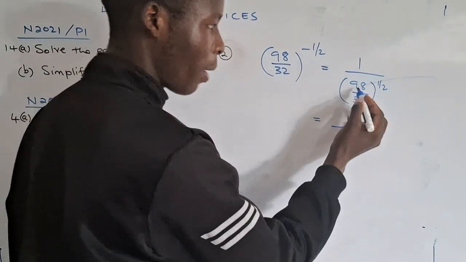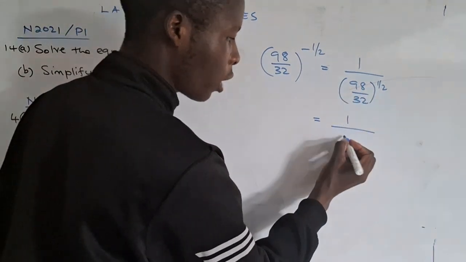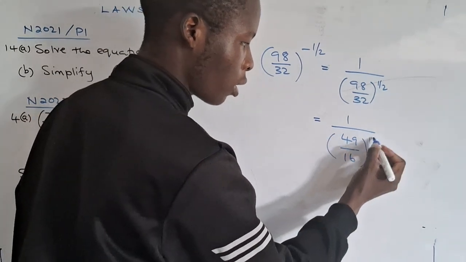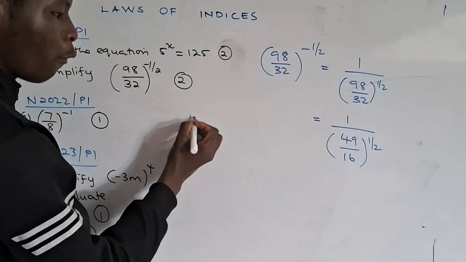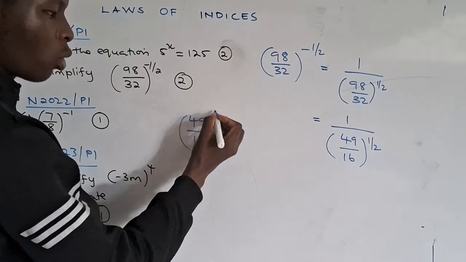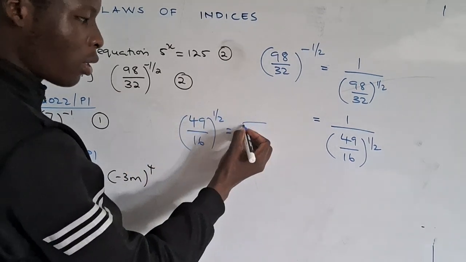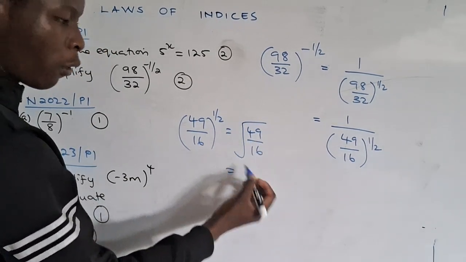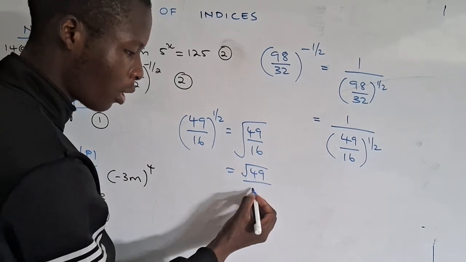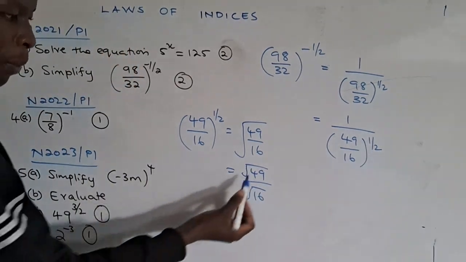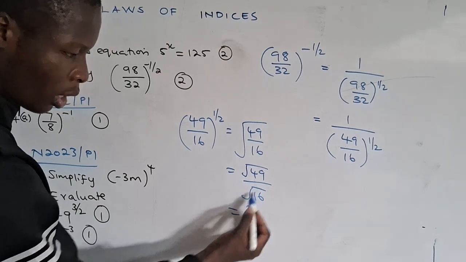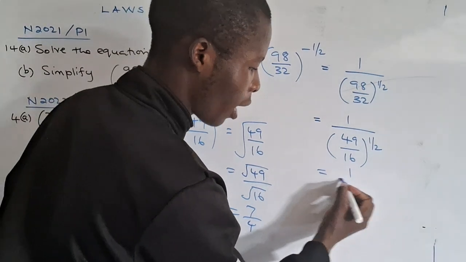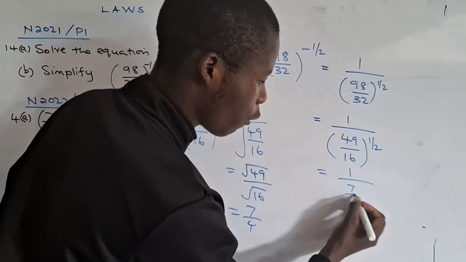This is 1 divided by, you can say 2 into this one, you get 49. 2 into this one, you get 16. This is to the power half. So if you have 49 divided by 16 to the power half, it means the square root of 49 divided by 16. And I told you, if you want to solve this, you take the square root of the numerator divided by the square root of the denominator. The square root of 49 is 7, and the square root of the denominator is 4. So here the answer is 1 divided by 7 over 4.